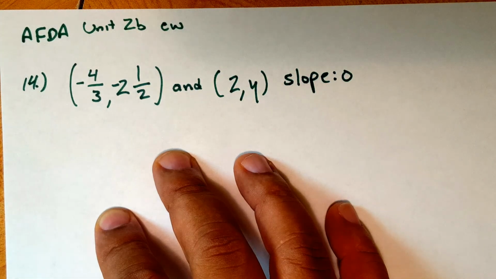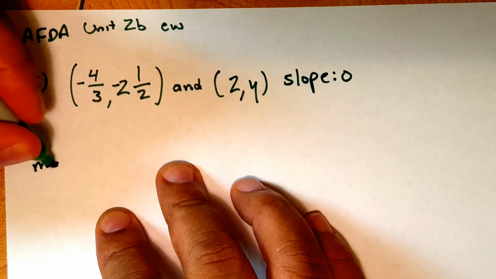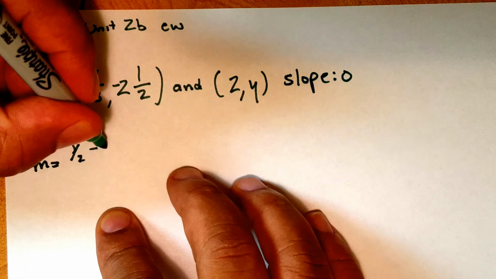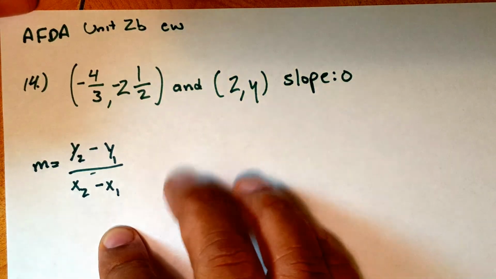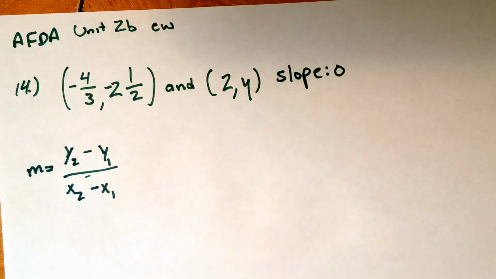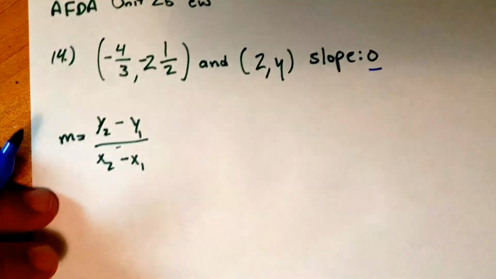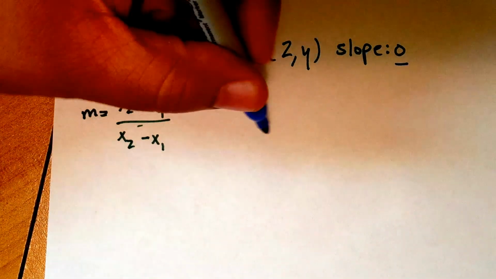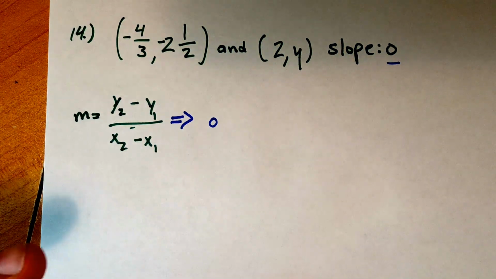So, like we talked about, we're going to utilize our slope formula. So we're going to have y2 minus y1 over x2 minus x1. And we're just going to plug in the different values that they give us into the equation. So the slope, they said the slope is 0, so we're plugging that in for our m. That's our slope. So we're going to plug that in for 0.